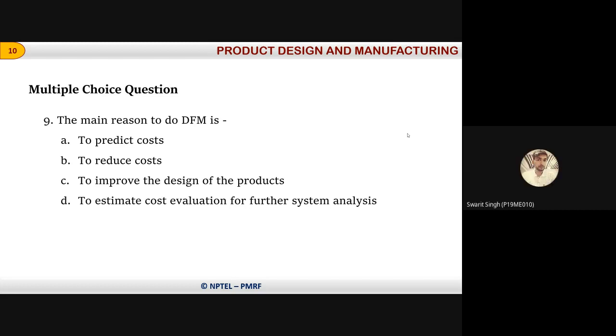Sir, in that lecture they are stating that DFM is basically that the product should be feasible for the manufacturer. The main reason is that we have to make the design in such a way that it is quite easy for the manufacturer. So that's why I have asked to improve the design of the product. That's why we conduct DFM, not for reducing the cost. That's why I ask.